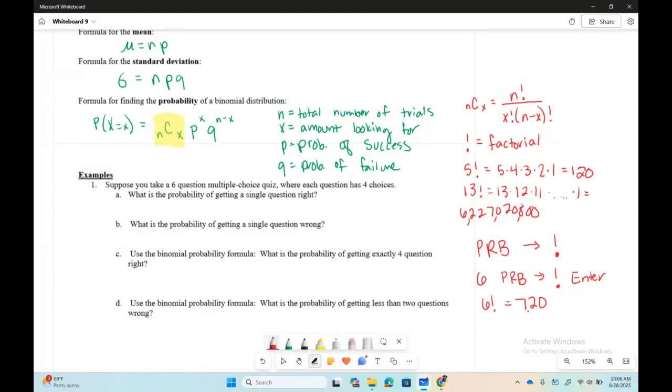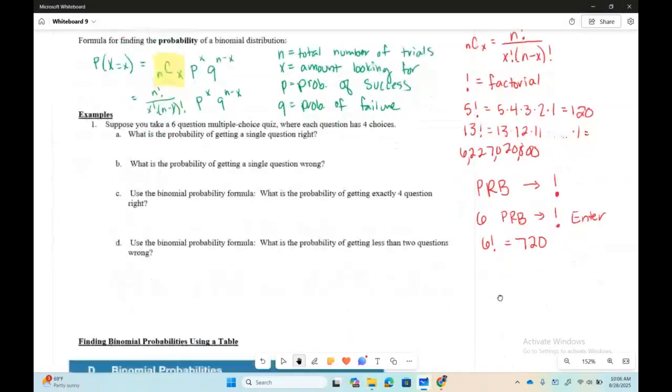All right, so for this formula, I can write N factorial over X factorial times N minus X factorial, and then that's going to be multiplied by P to the X, and that's going to be multiplied by Q to the N minus X. All right, so let's take a look at what in the world that actually means.